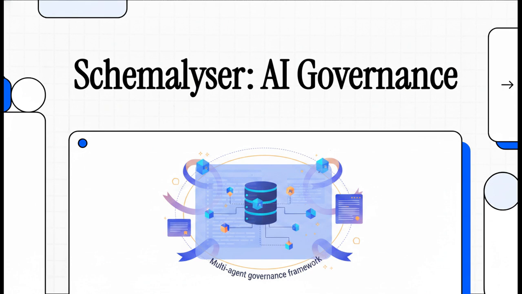Well, Schemalyser tackles this by using a fully local, deterministic AI pipeline to analyze schemas, and it does it under an incredibly strict multi-agent governance framework. We're going to explore how this dual-plane architecture not only analyzes data securely, but kind of fundamentally rethinks how we build and govern AI agents.